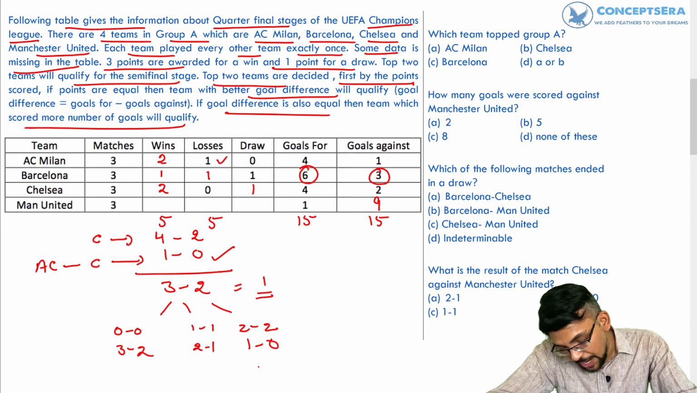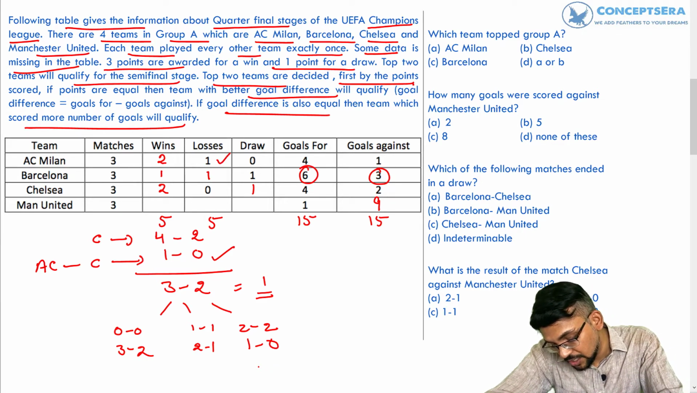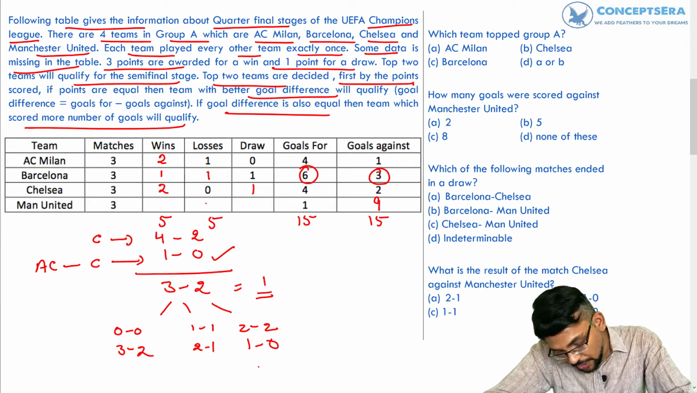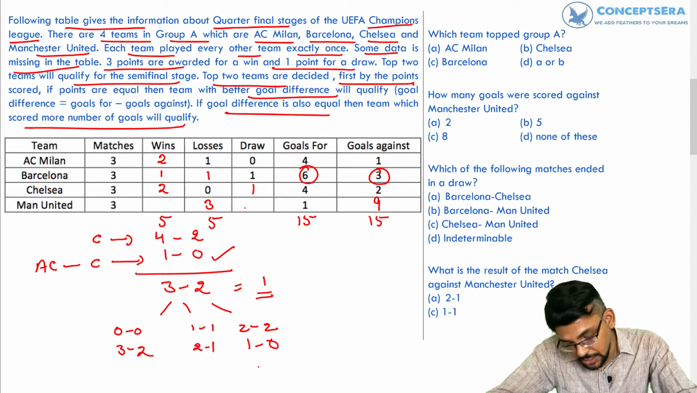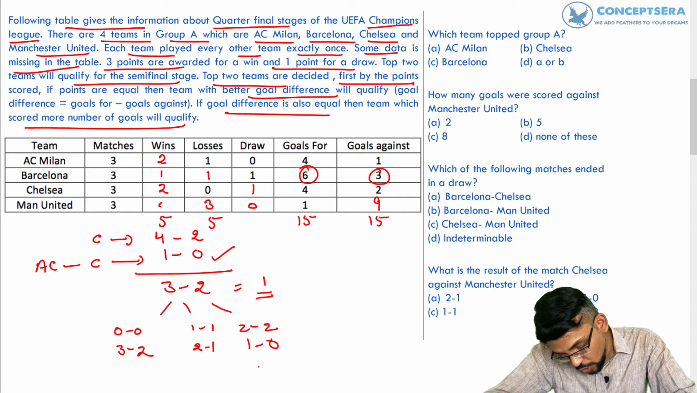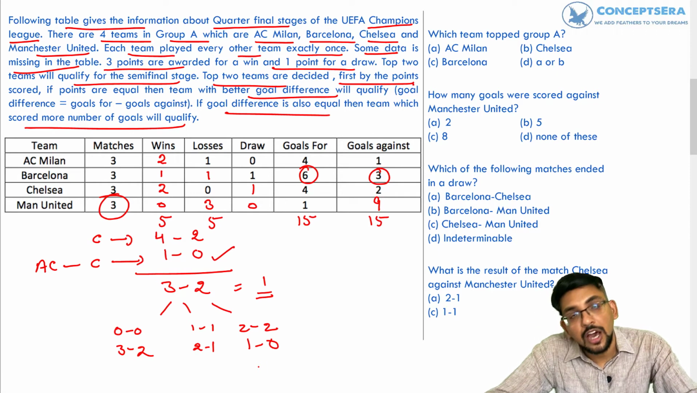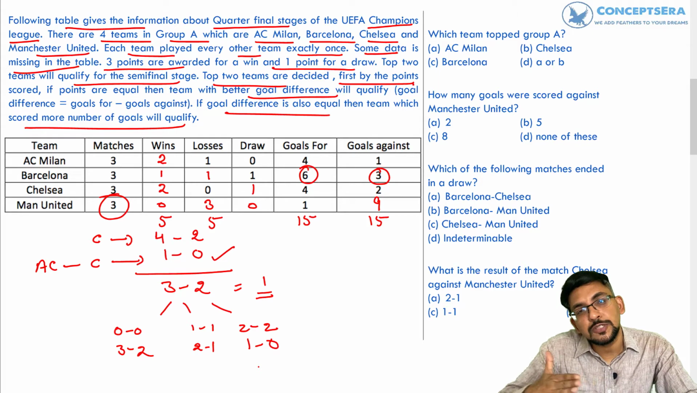And how many losses do we have till now? Only 2 losses are there. It means 3 losses are left out. And those 3 losses will be for Man U. So here we can fix this number. So there are no draw and no win because the total number of matches is 3. So we can easily fill this particular table.